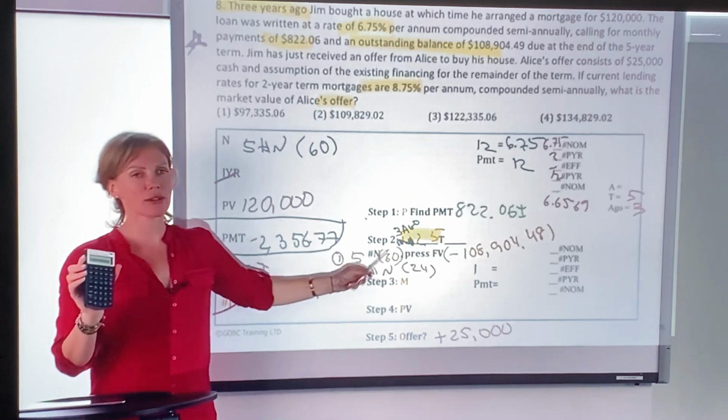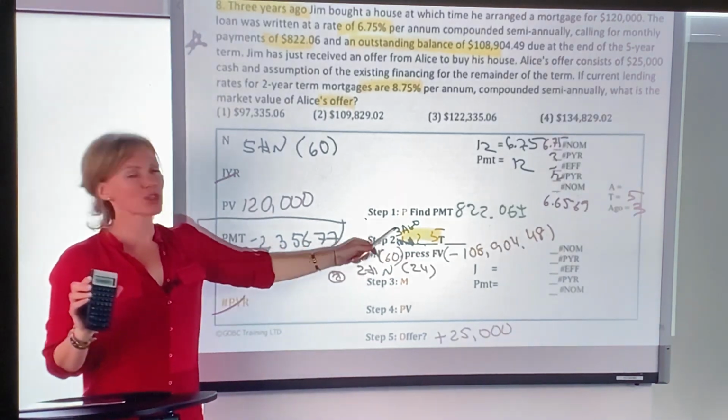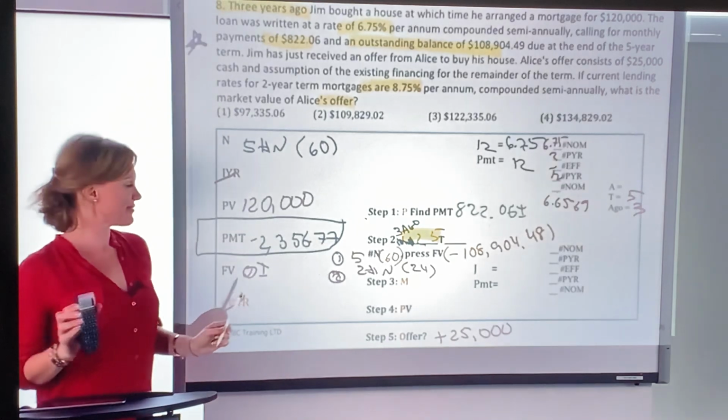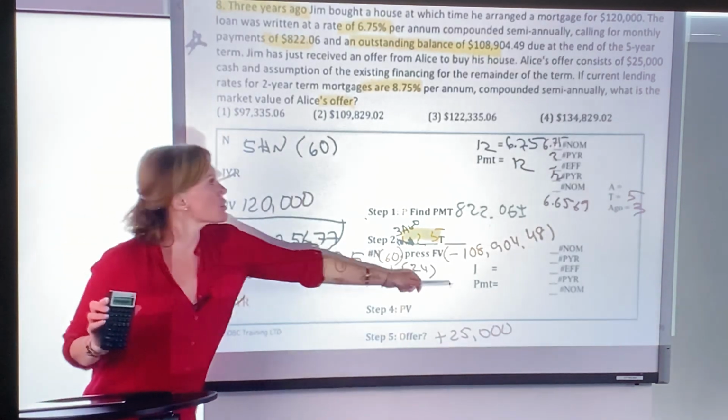Come back, do 5 shift N, press future value, and then do 2 shift N. So I go with a cheap date. There's only one step, only the number that's given to you. Okay? Step 2 is finished. Step number 3 is your market rate, so that means the second J.